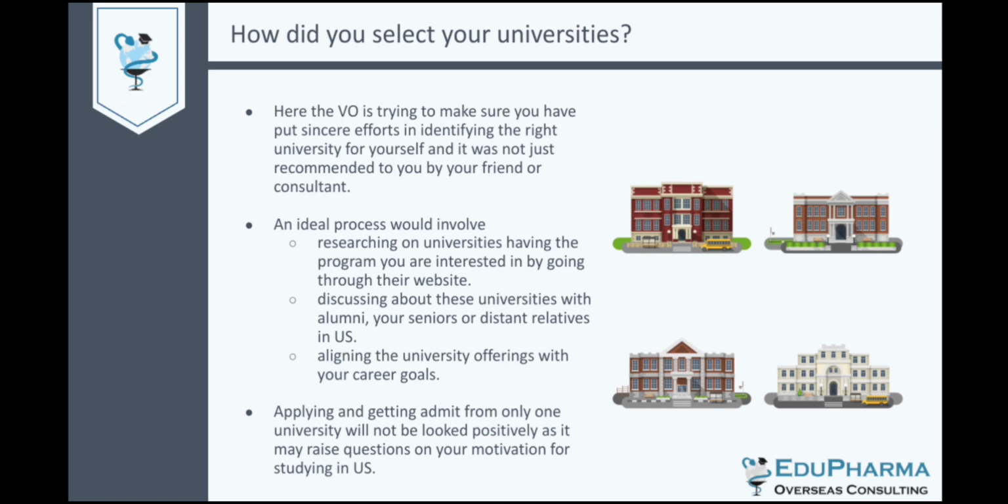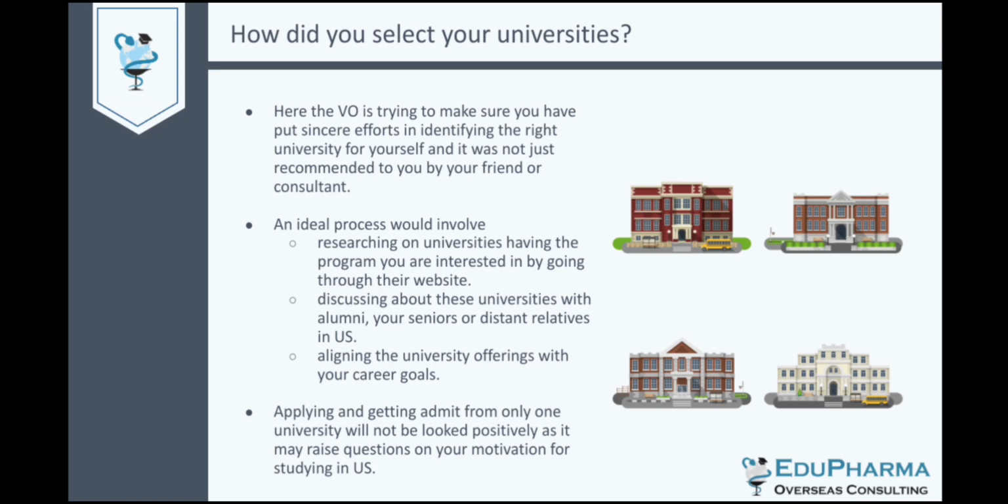You may have relatives in the United States or friends who may be able to help you with this kind of information. So you should be able to talk through this process and say that, I went through the website, this is what I was looking for, I also spoke to so and so person, and that is how I aligned on which universities I should be applying to. Most importantly, the university offerings should align with your career goals, meaning the research interests that we talked about, which can give you this answer very easily.